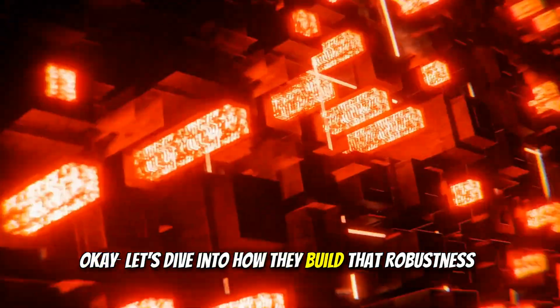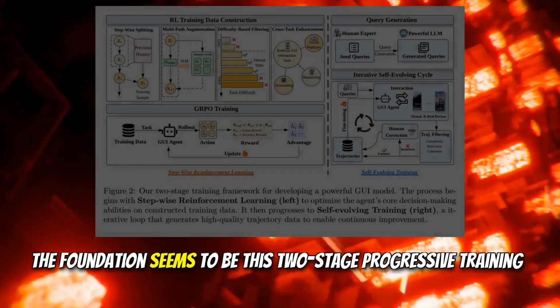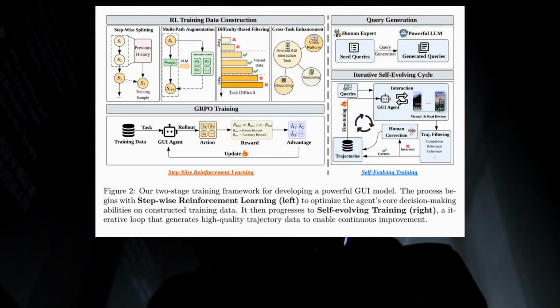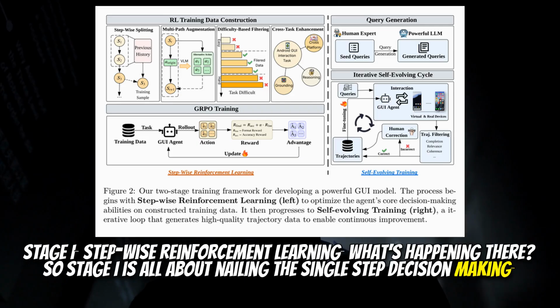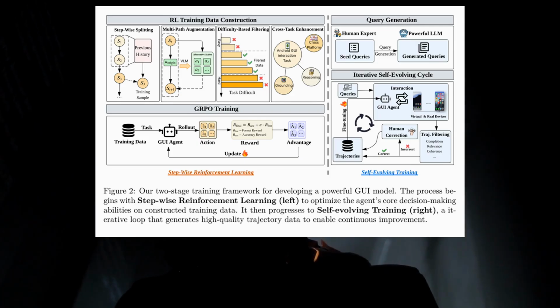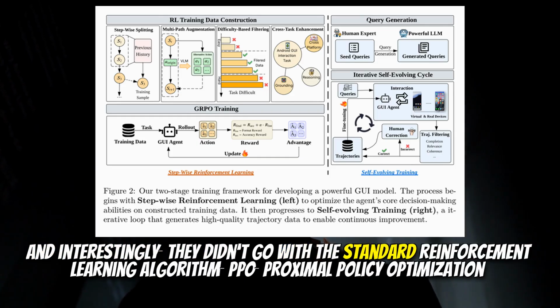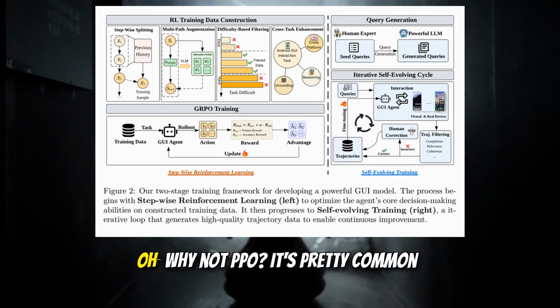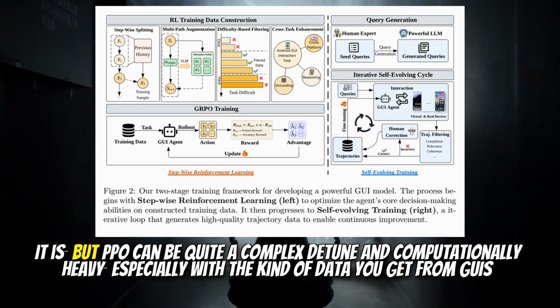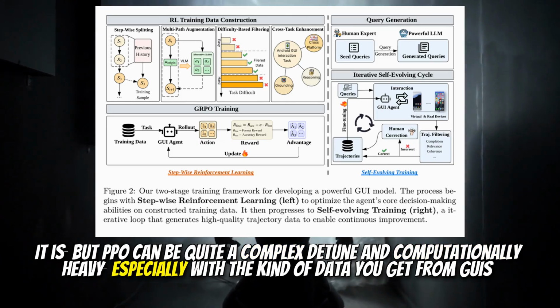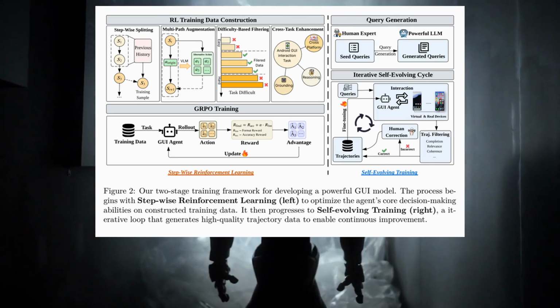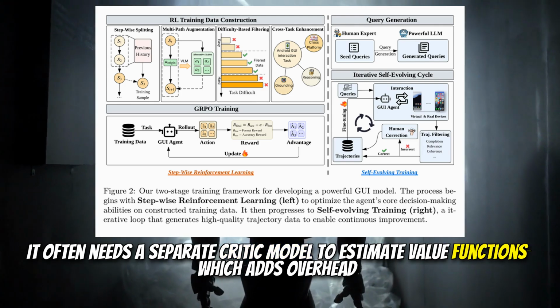Okay, let's dive into how they build that robustness. The foundation seems to be this two-stage progressive training. Stage I, stepwise reinforcement learning. What's happening there? So stage I is all about nailing the single-step decision-making, making the right click or swipe at the right time. And interestingly, they didn't go with the standard reinforcement learning algorithm, PPO, proximal policy optimization. Oh, why not PPO? It's pretty common. It is, but PPO can be quite complex to tune and computationally heavy, especially with the kind of data you get from GUIs. It often needs a separate critic model to estimate value functions, which adds overhead.